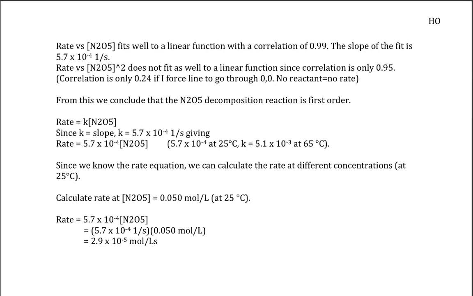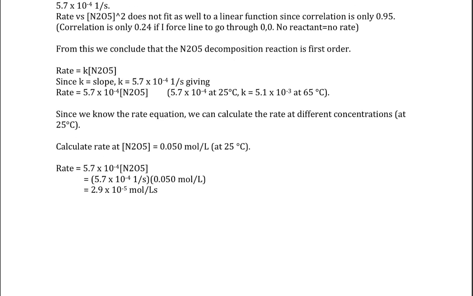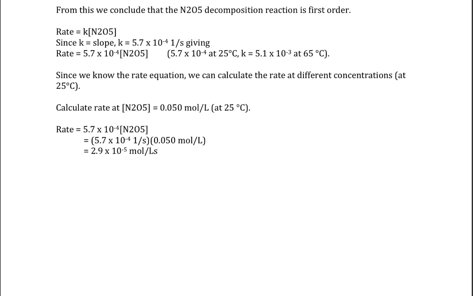The rate versus N2O5 squared does not fit as well. The correlation coefficient is less. So we conclude that the N2O5 decomposition reaction is first order, at least at that temperature where we have the data. So what we have is rate equals k times N2O5, and k is the slope, which is 5.7 times 10 to the minus 4, 1 over second. So our equation is rate equals 5.7 times 10 to the minus 4 times N2O5.